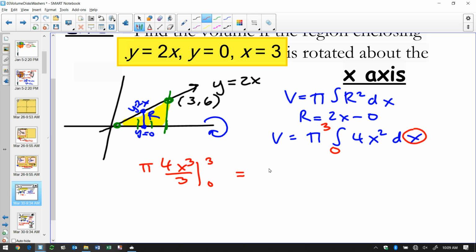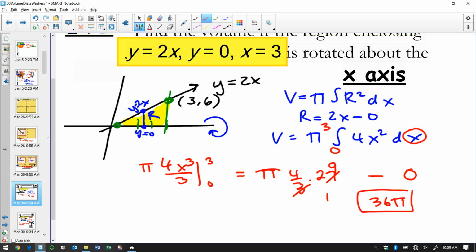So this would be equal to pi, first you plug in the 3, then you plug in the 0, then you put a minus sign in the middle. Down here this would be 1, and this would be 9. So my answer is going to be 36 pi. And that's the volume of this cone that would be formed if I rotated this region about the x-axis. Any questions on that?